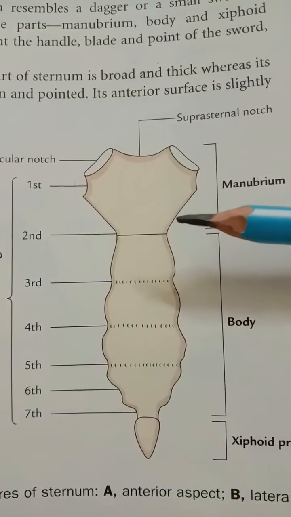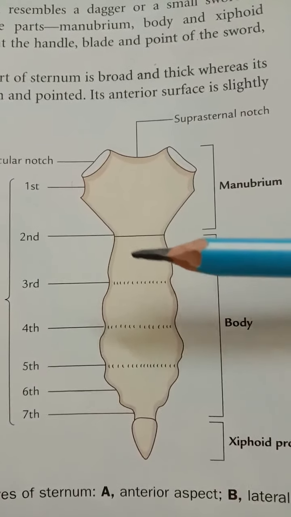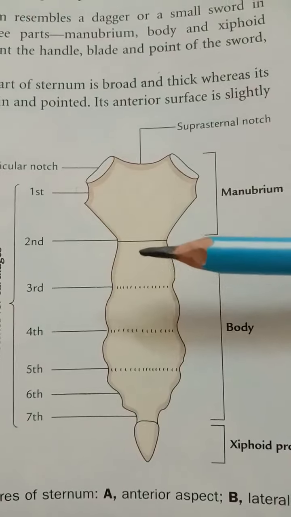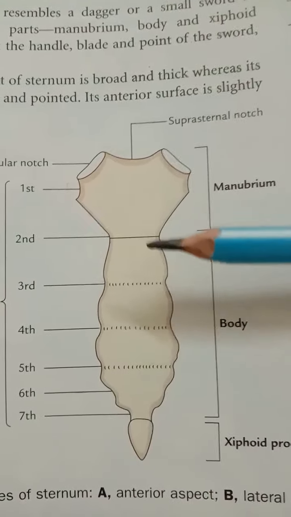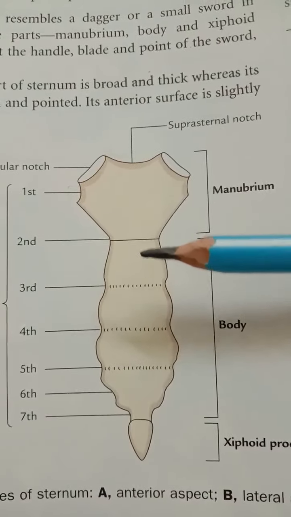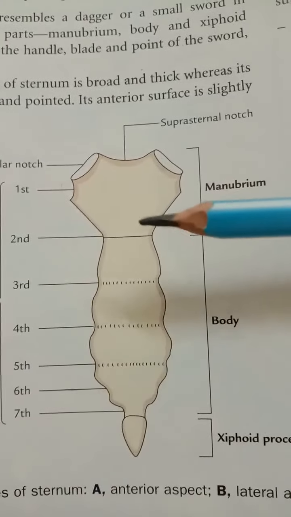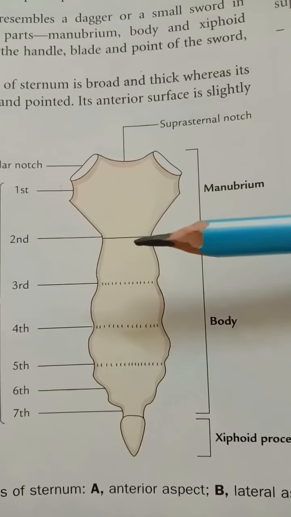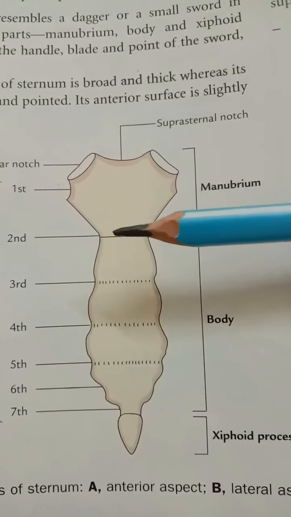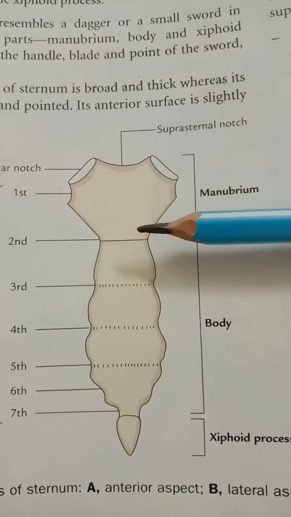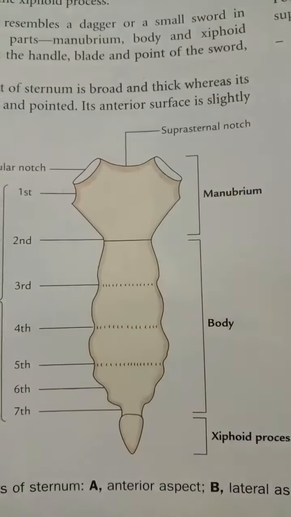Then the inferior border. The inferior border forms a secondary cartilaginous joint with the body of the sternum. The manubrium makes a slight angle with the body, directed convex forward. That is called the sternal angle, also called the angle of Lewis.